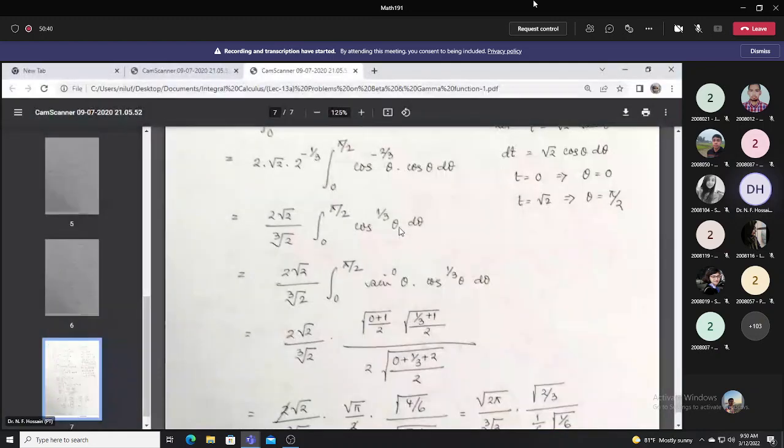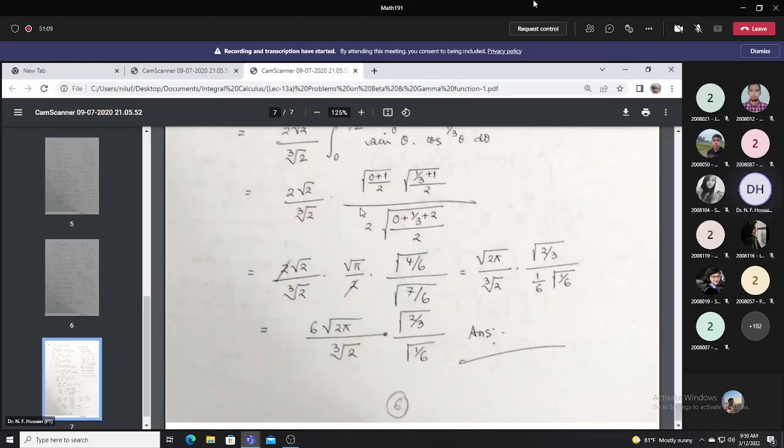We have here cos to the power 1 by 3 theta. Just write the sine factor, so the power of sine should be 0. Sine to the power 0 theta cos to the power 1/3 theta d theta. So here p is 0 and q is 1/3. So limit is 0 to pi by 2. So it should be gamma 0 plus 1 by 2, gamma 1 by 3 plus 1 by 2 divided by 2 into 0 plus 1 by 3 plus 2 divided by 2.